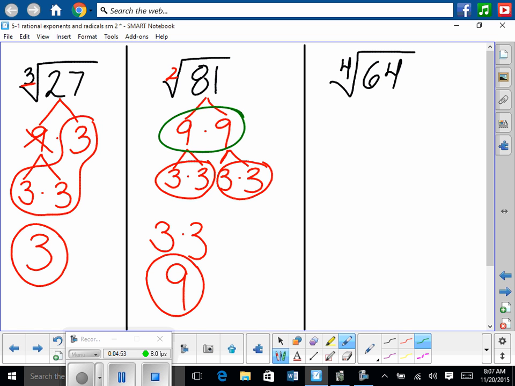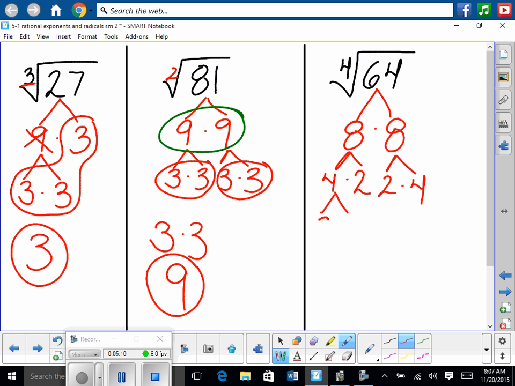Okay, let's do the 4th root of 64. What are some factors of 64? 8 times 8, and then 8 breaks down into 4 times 2, and the other 8 breaks down into 4 times 2. 4 breaks down into 2 times 2, and 4 breaks down into 2 times 2. Now let's not double dip. I'm going to cross out things because it's getting pretty messy in here. Okay, so now I know what's in there, what I can circle to pull out.